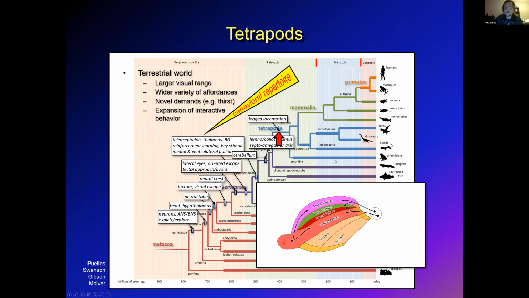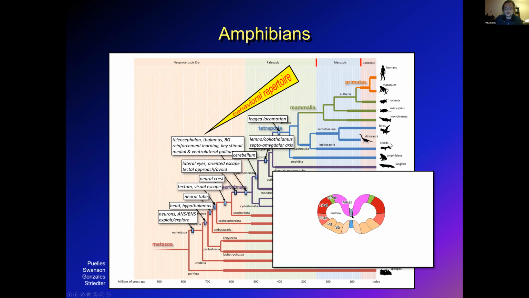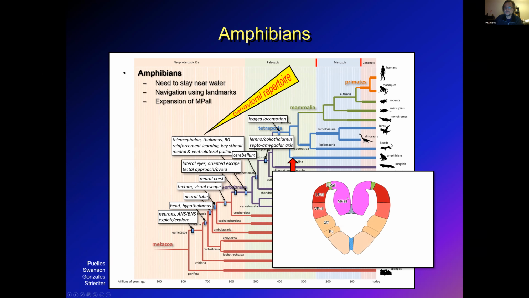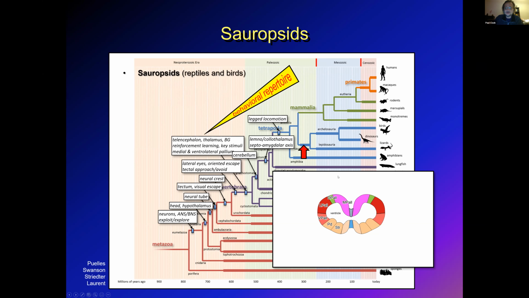And different branches did this differently. So amphibians, if you take a slice through here, expanded primarily the medial pallium, because for them navigation is critical. They need to stay near water, essentially. But they could use the much richer visual information now to navigate with landmarks. And they didn't really elaborate these other sections so much.